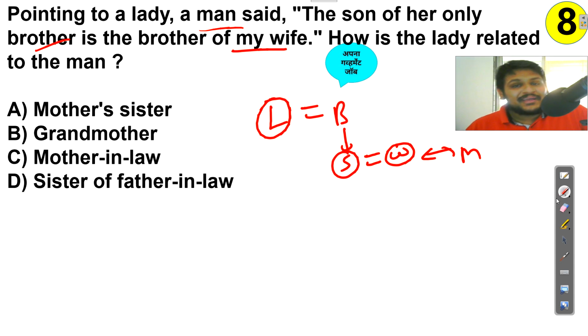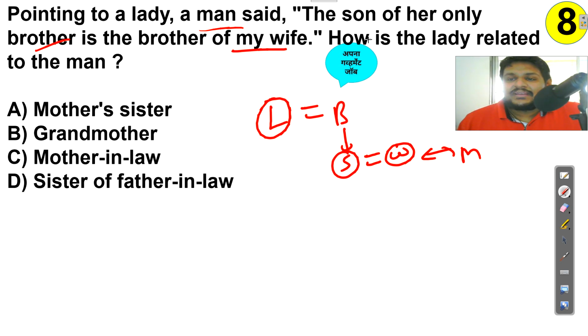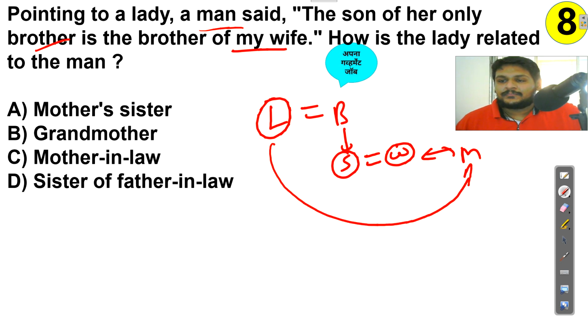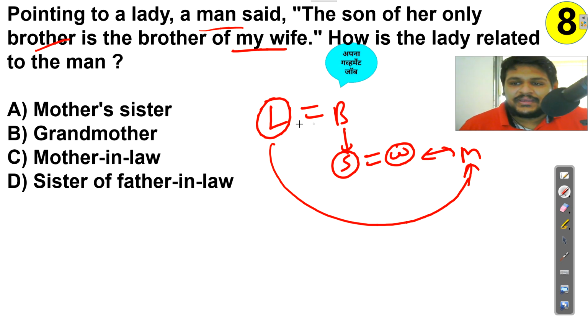Sometimes it may be confusing, but with lots of practice you can definitely do it. Now we have to find how the lady is related to the man. See, these are a couple. Wife's brother B is the father of W, because the generation gap is there. So B is the father of W, means B is the father-in-law of M. Sister L means this is female, and the equal sign means this is the sister of B, which is the sister of the father-in-law. Like this you can do.